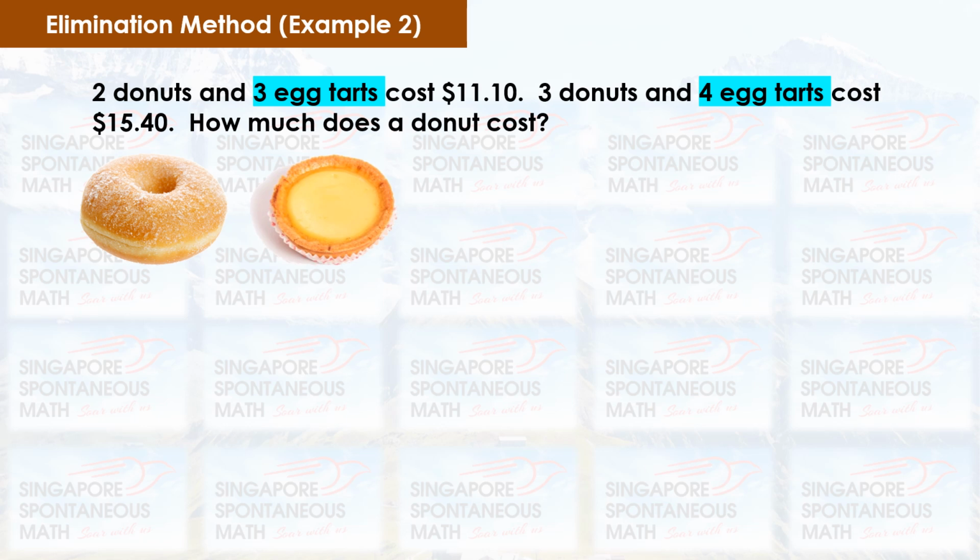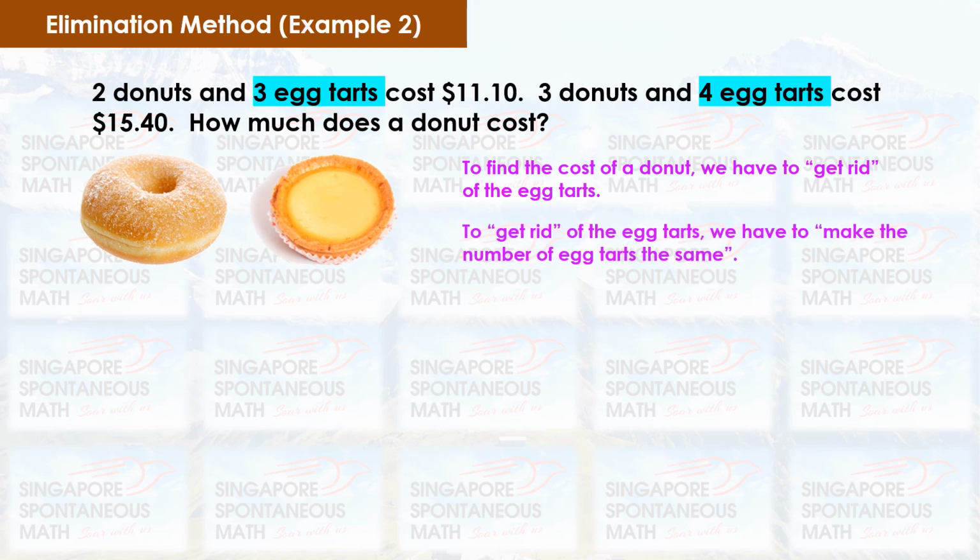Two donuts and 3 egg tarts cost $11.10. 3 donuts and 4 egg tarts cost $15.40. How much does a donut cost? To find the cost of a donut, we have to get rid of the egg tarts. To get rid of the egg tarts, we have to make the number of egg tarts the same.